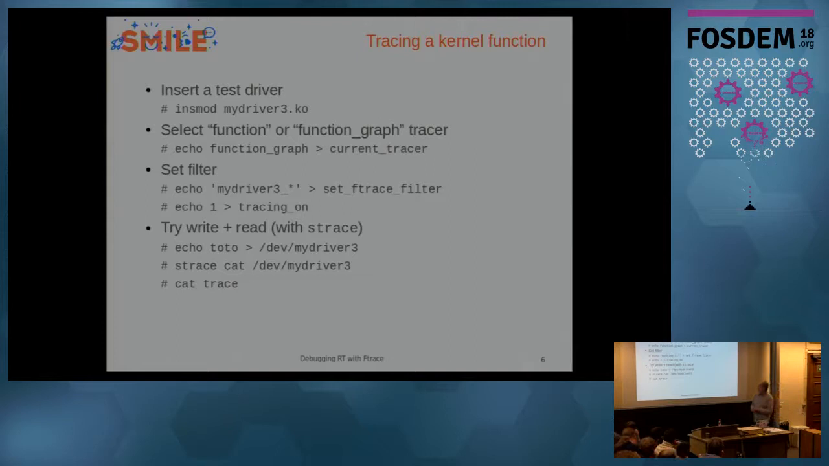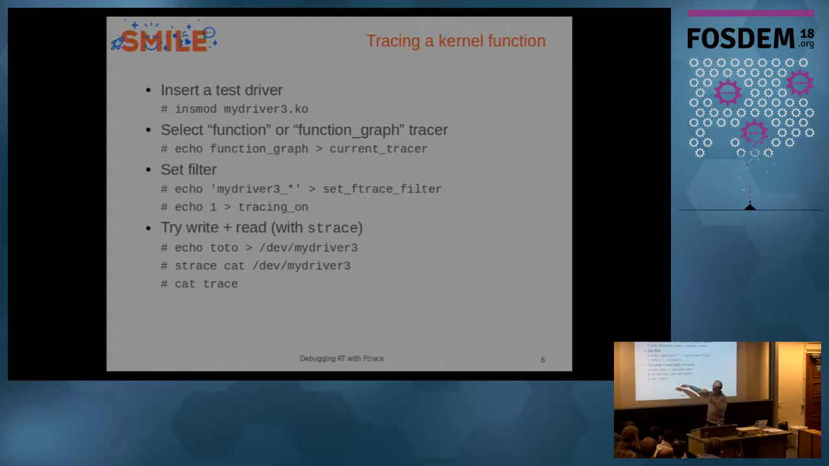You set a function graph for function. Function graph is much better because it sets a C-like graph. You set the filter. You trace only the function of MyDriver3. You trace, and you know Toto for French is like foo and bar for US.